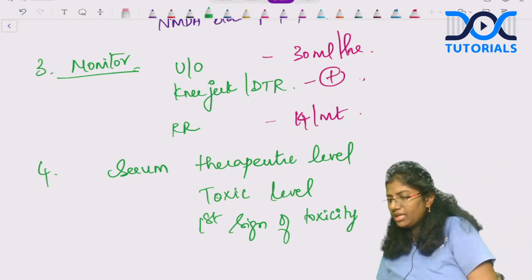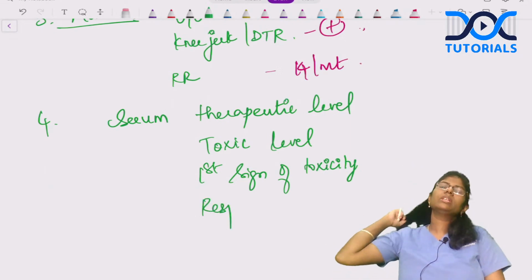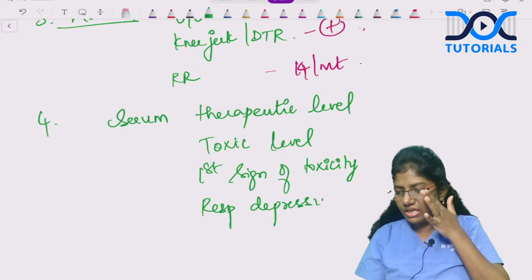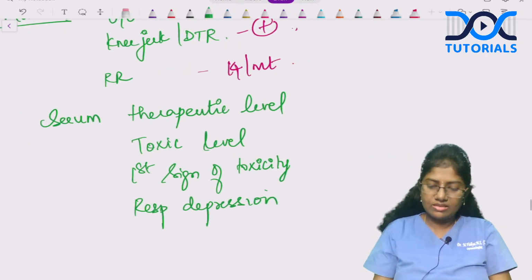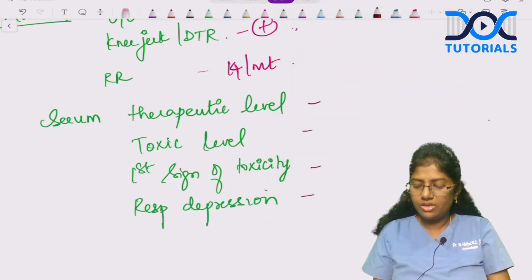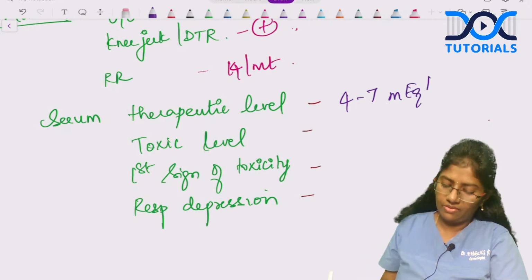What is the therapeutic level? Voice is breaking. Okay. So, what is the therapeutic level? Tell me, guys. 4 to 7. Excellent answer. So, Prashant has given the best answer. 4 to 7 milliequivalents per liter is the serum therapeutic level.